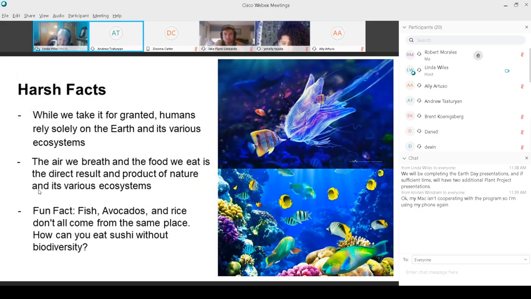Okay, so these are just some harsh facts. While we take it for granted, humans rely solely on the earth and its various ecosystems. The air we breathe and the food we eat is the direct result and product of nature and its various ecosystems. Fun fact, fish, avocados, and rice don't all come from the same place. How could you eat sushi without biodiversity? Very good.